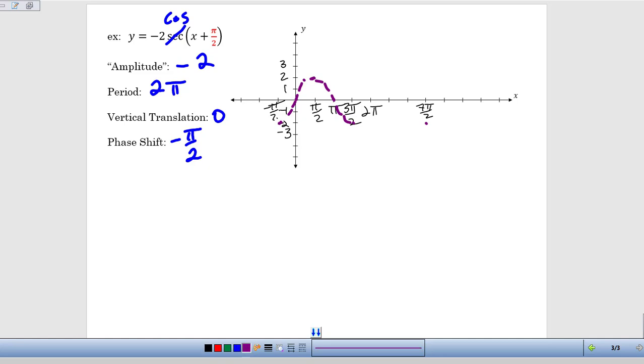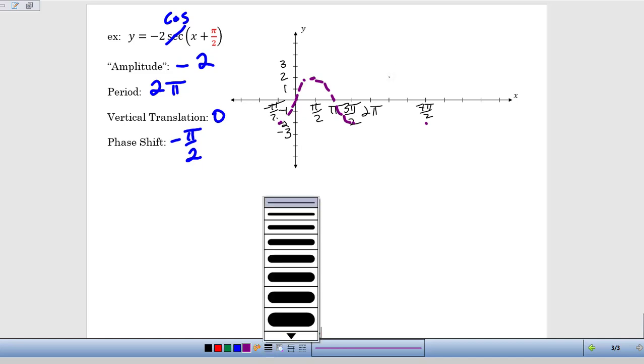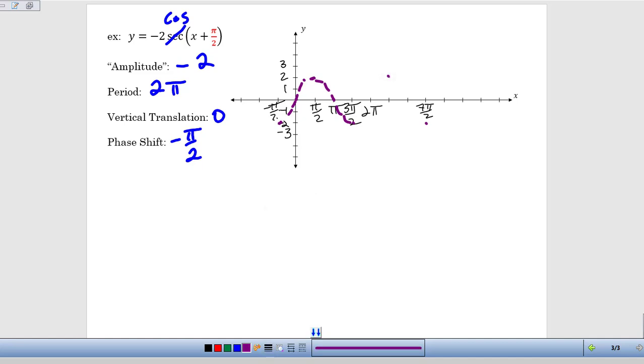So back to that second cycle, in between those two minimum points, we're at a maximum. In between our minimum and maximum points, we're at a 0. So I'll dot in that second period. And so now we're ready to sketch the actual secant graph.